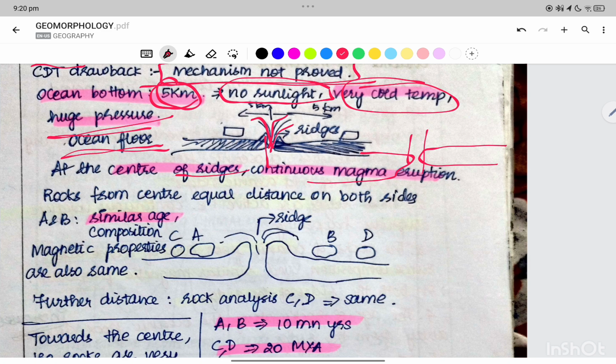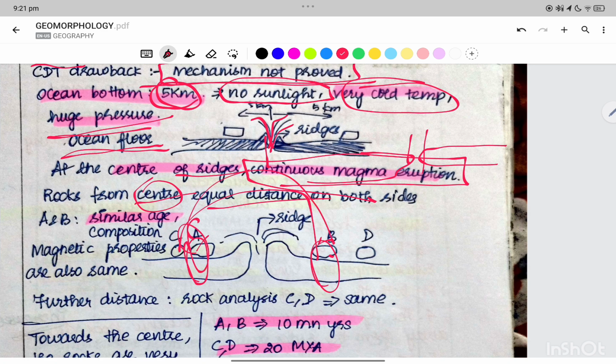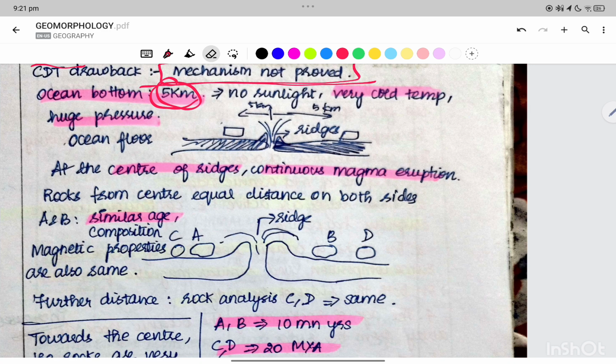At the center of the ridges, there is continuous magma eruption. So the rocks from the center, at an equal distance on both the sides, are of similar age. Now A and B are of similar age, and C and D are of similar age, right?